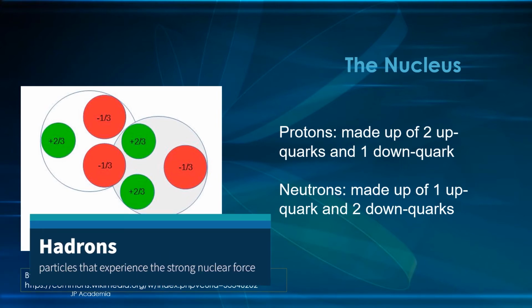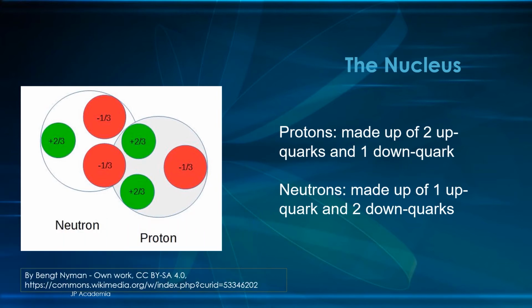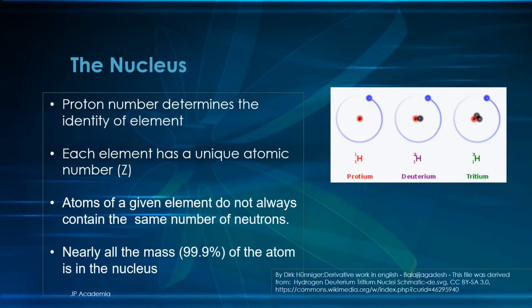Your protons are made up of 2 up quarks and 1 down quark. And your neutrons are made up of 1 up quark and 2 down quarks. And we have this gluon exchange between your quarks. Thus, the quarks cannot leave the hadrons, as shown in the figure. These are the things that we should remember about the nucleus.